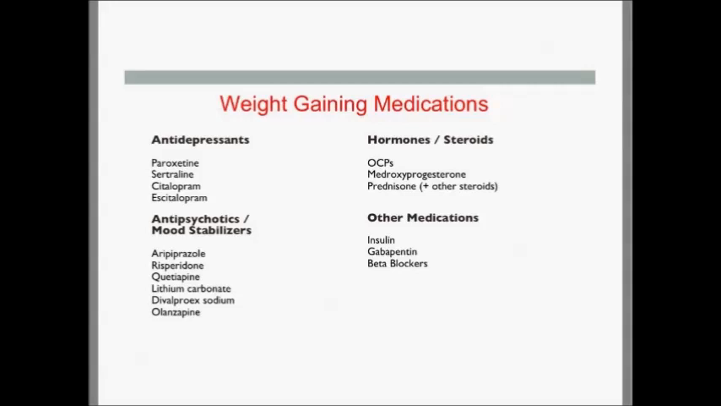But anyhow, antidepressants, the SSRIs, of course, Paxil has a black box warning for children, something you need to think about if they're older. Sertraline, citalopram, and escitalopram, those are weight gainers. Antipsychotics, especially the second generation, and mood stabilizers, the ones listed here. Risperidone is a big one. Divalproex sodium, olanzapine, big weight gainers. Hormones and steroids like oral contraceptives, any form of progesterone, and prednisone, particularly for the asthmatic children that have been on and off them. And then other medications such as insulin, gabapentin, and beta blockers.